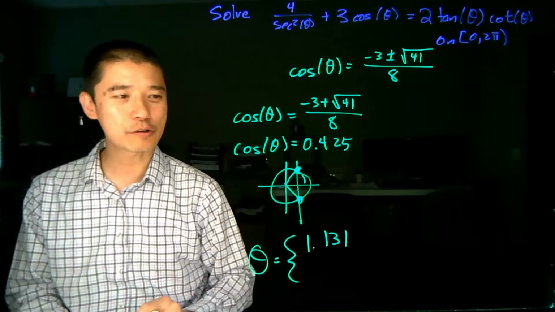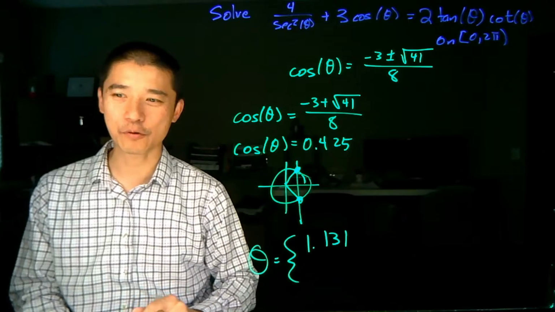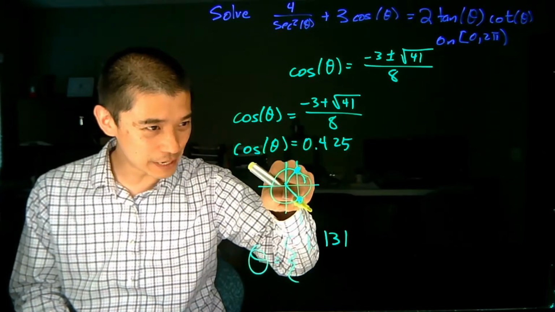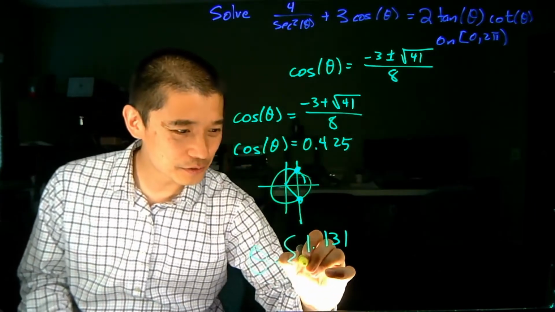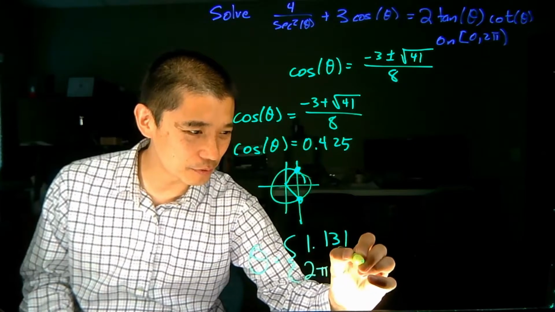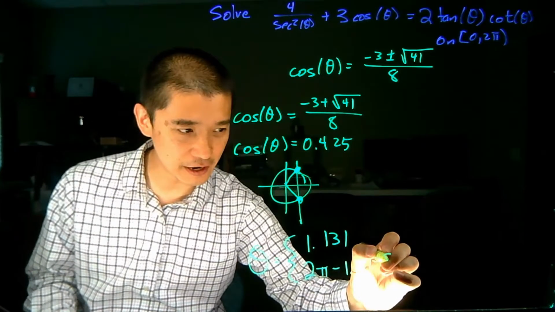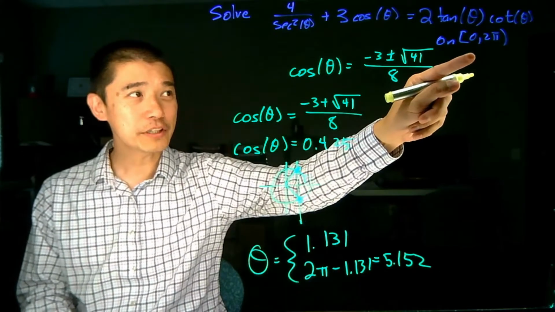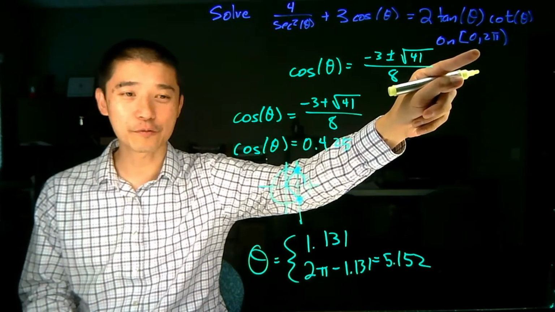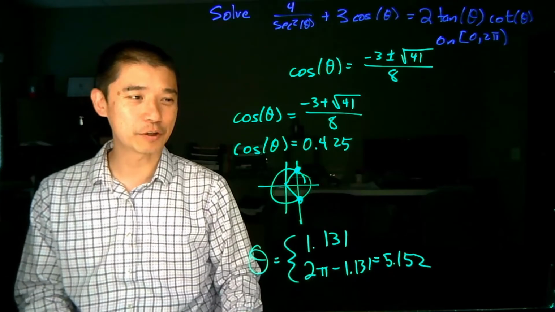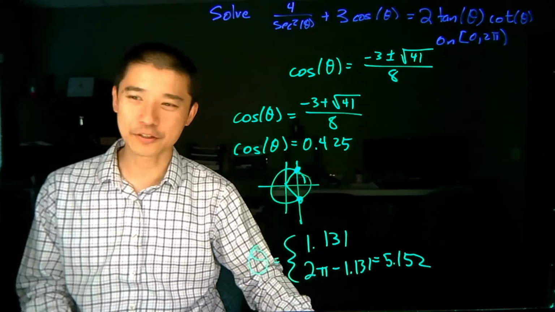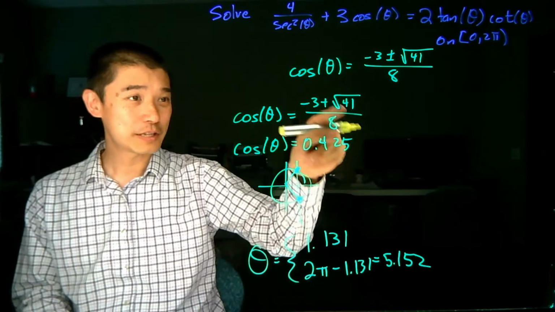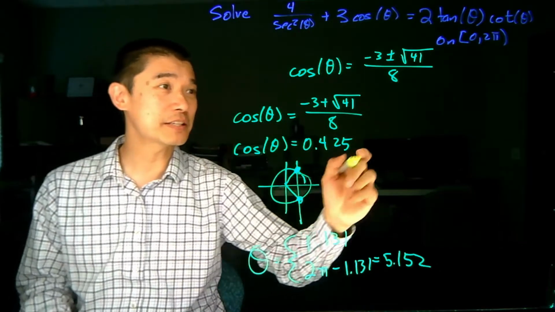How do you get the value in the fourth quadrant? Well, we have to go all the way around and subtract off that angle. So 2 pi minus 1.131, which turns out to be 5.152. We're only interested in the solutions on the interval from 0 to 2 pi, and so we don't have to worry about doing the plus 2 pi k for these. So that takes care of the plus case. What about the minus case?